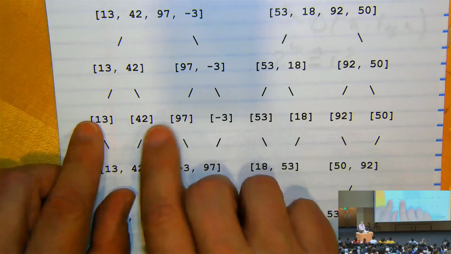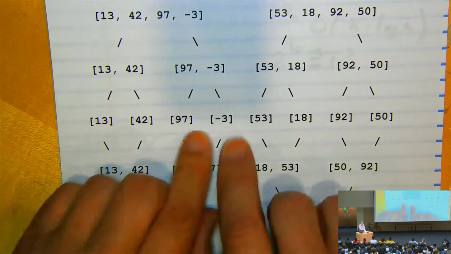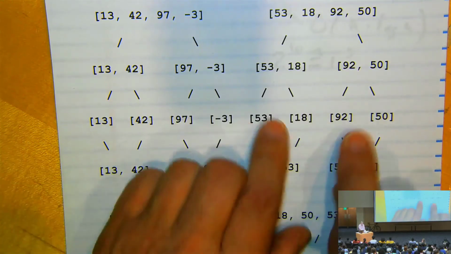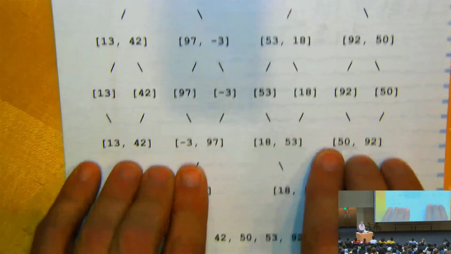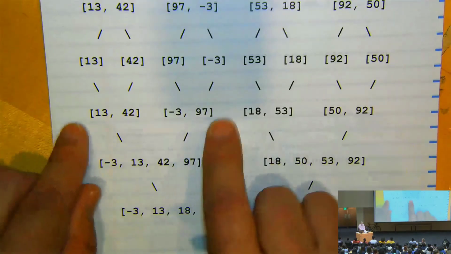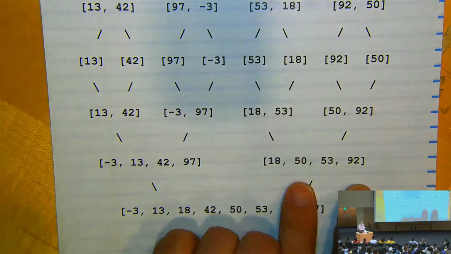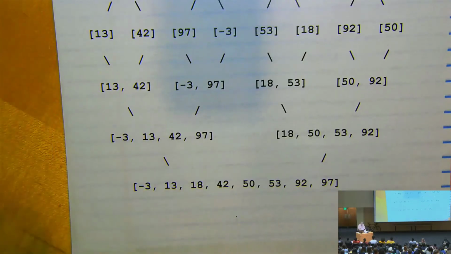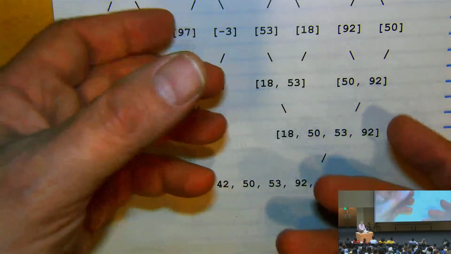So now you merge these two into a sorted list. You merge these two into a sorted list, merge, merge, and you've got 4 sorted lists. You merge these two into a sorted list, these two into a sorted list. Remember when I said if you had a pile of 50 and a pile of 50 tests?